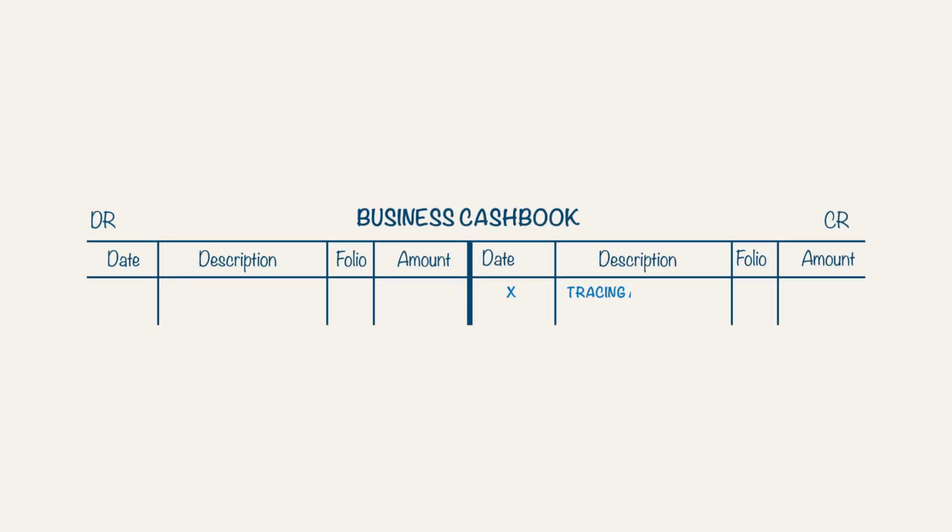The second cash transaction is the payment to the tracing agent. Apply the rule: debit the receiver and credit the giver. You post the payment of 100 Rand for the tracing agent to the credit side of your business cash book. The reason it is posted in the business cash book is because we did not have funds and used business money to pay for the tracing agent.